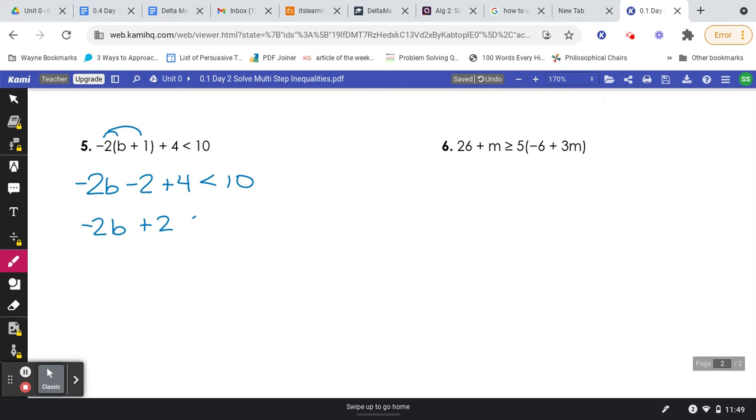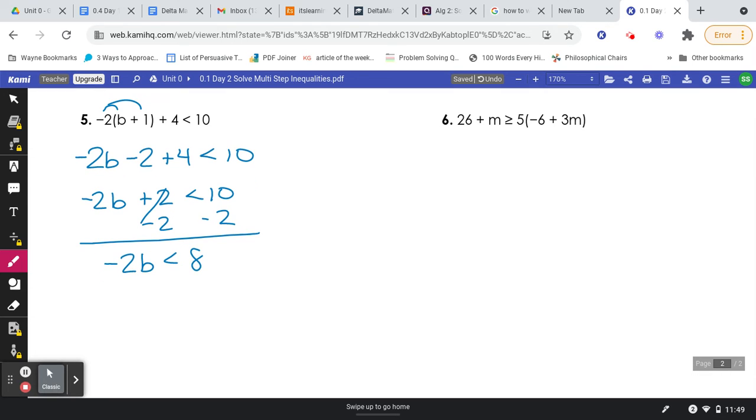Combine like terms. Subtract the 2. And then at this point, you have dividing by a negative 2. When you divide by a negative 2, you need to flip the fraction. So, sorry, not flip the fraction, flip the inequality.